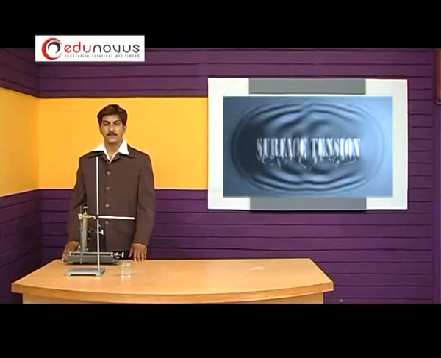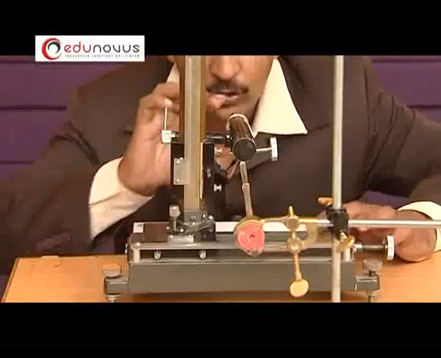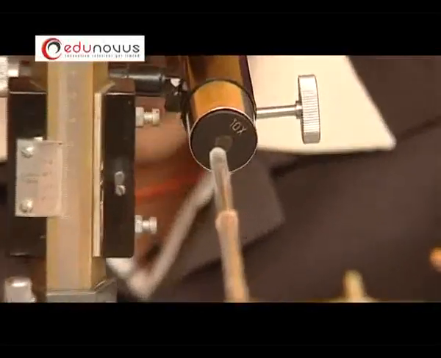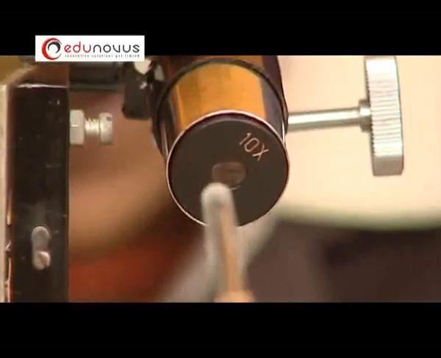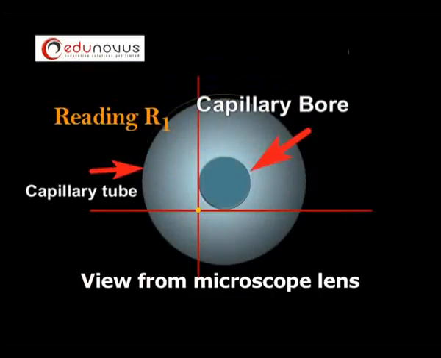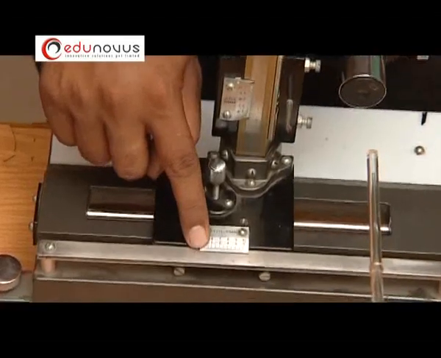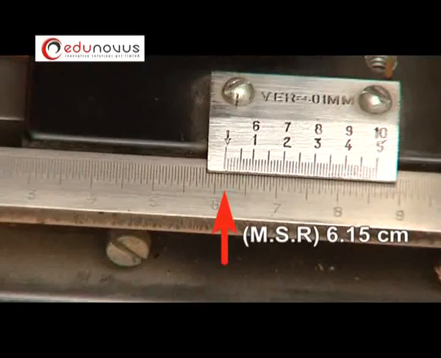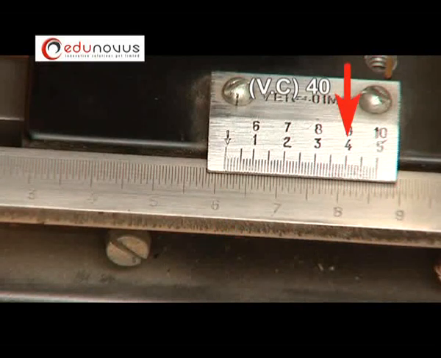Now, we have to determine the diameter of the given capillary tube by keeping it horizontally in the retort stand. We have to observe the bore of the capillary tube through the given microscope by moving it horizontally. The vertical line in the crosswire should be focused at one end of the diameter and we take the reading R1. The reading R1 corresponding to the bore diameter is, main scale reading 6.15 centimeters and vernier coincidence 40.